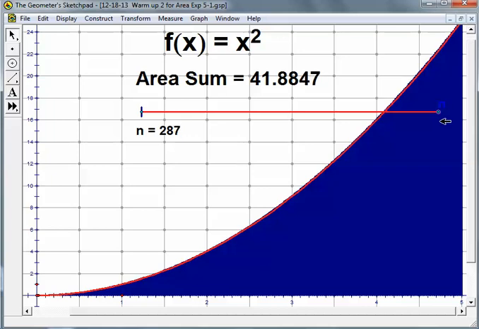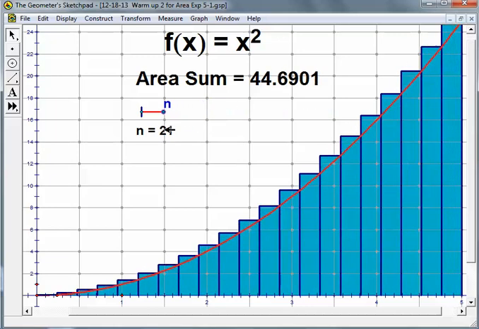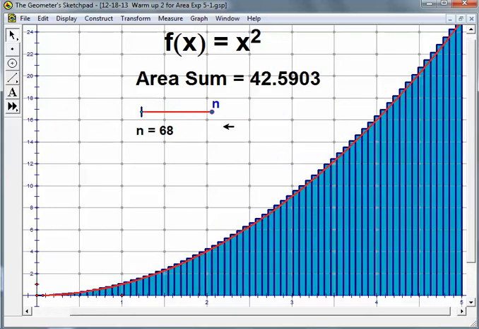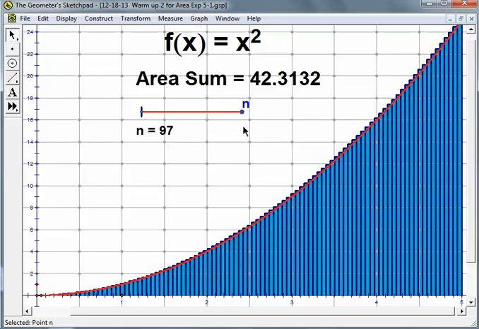The main idea is more is better, right? More rectangles, the better, but we don't want to have to calculate 306 rectangles by hand. So we'll use sigma notation to represent the addition of all of those rectangles, which I will explain in the next video.